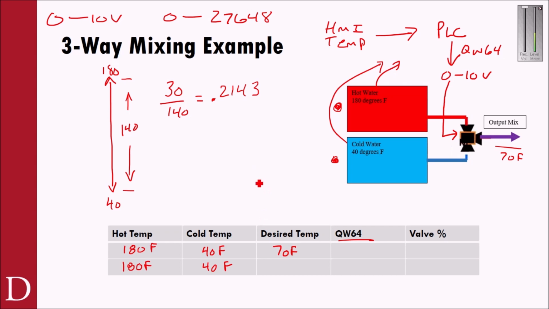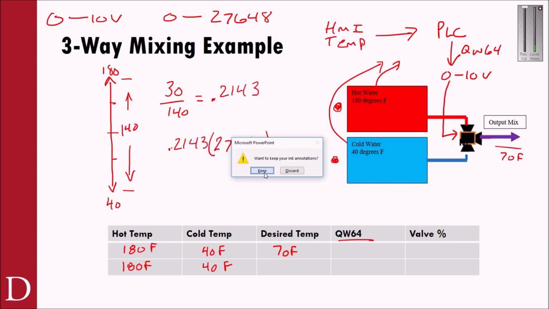Well, it means you're at 21% of the full scale. If you divide this up and say that this is 50%, this is 75, and this is 20%, 25%, 21% is somewhere around here. So all you really have to do at that point is just take that 0.2143 and you're going to multiply that by your 27,648 and you're going to get a number.